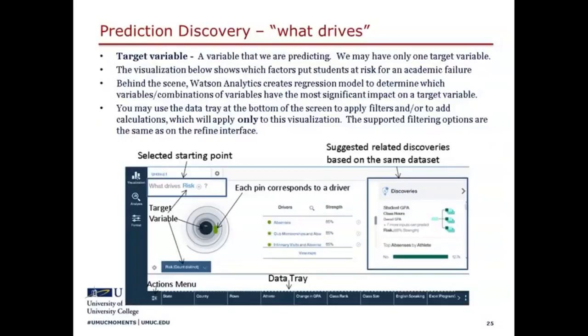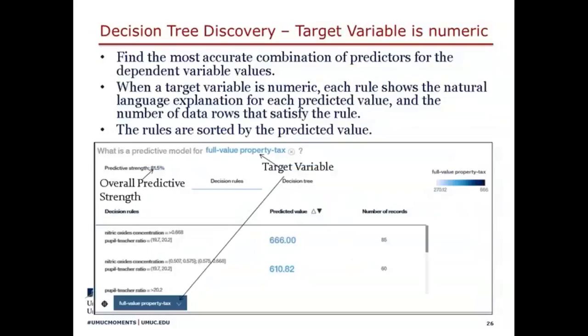Remember, the target variable is a variable that I want to predict, and it could be categorical or numeric, depending on the problem. If it's numeric, behind the scenes Watson is going to do linear regression. If it's categorical, it's going to do logistic regression. Here is what it's going to look like for the numeric variable. This is a house value example. And instead of showing the percentages here, it's actually showing me the average value.